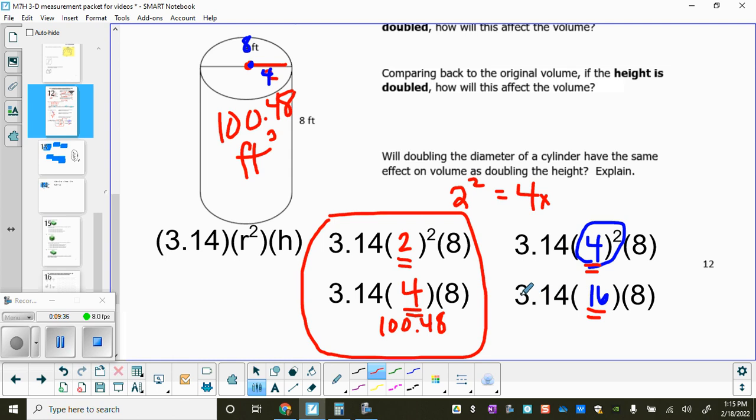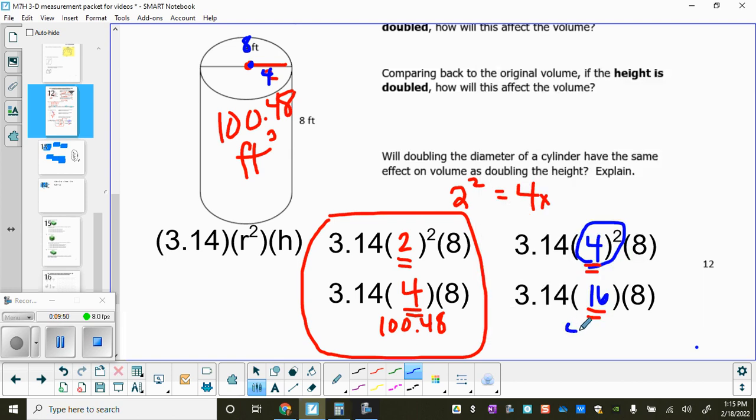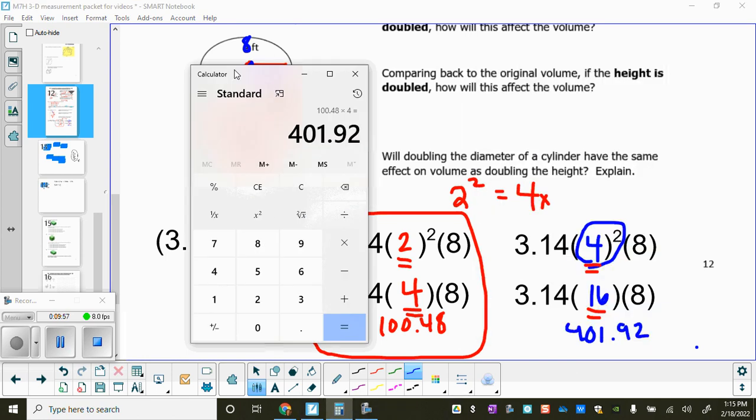I could do the math right here, I could multiply this out, but I know if the number here is 4 times bigger, the overall answer should be 4 times bigger. So if I do times 4, I get 401.92.